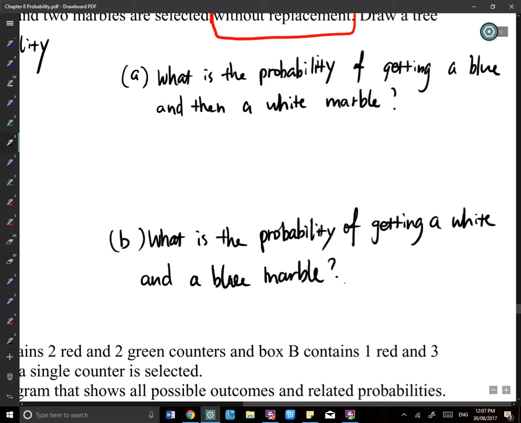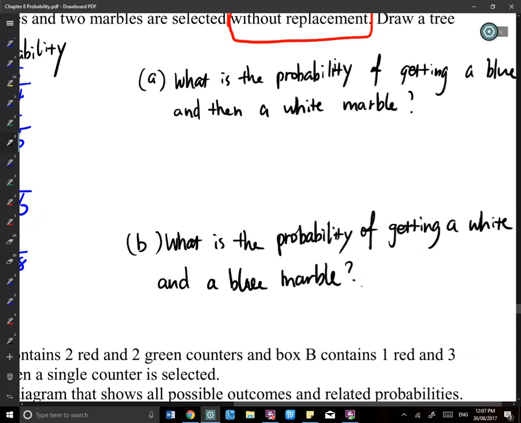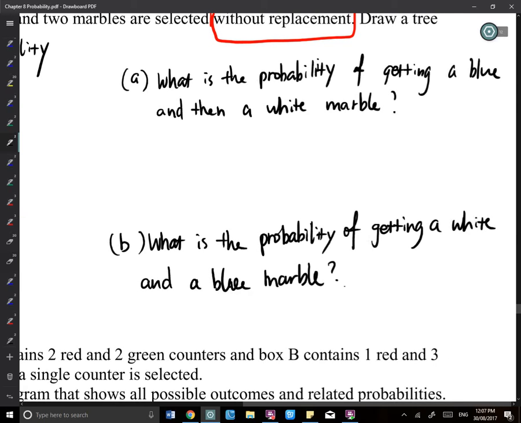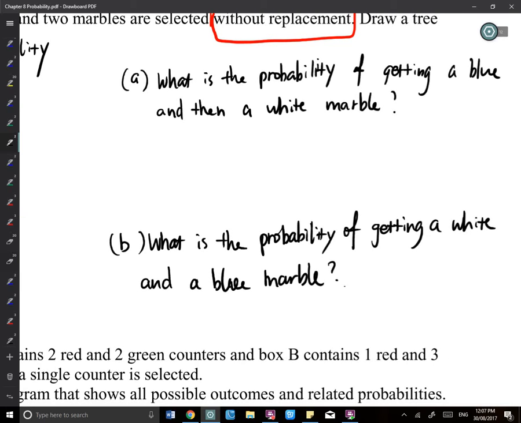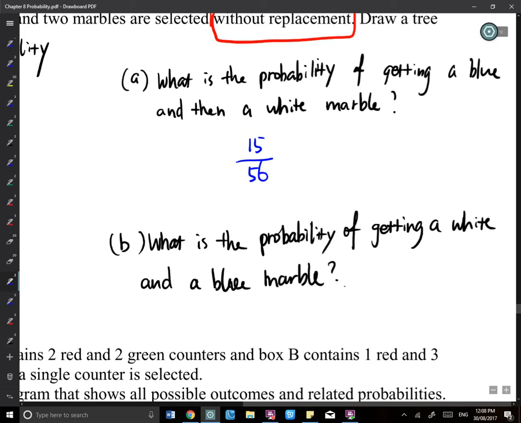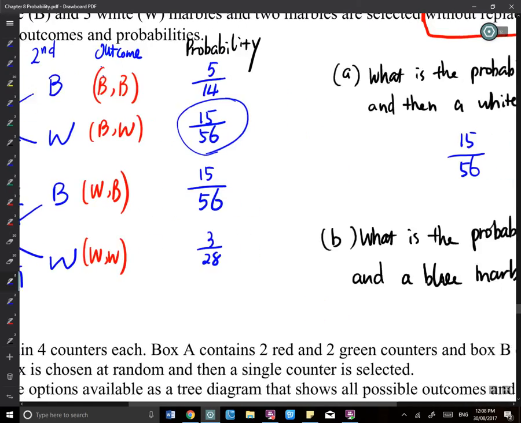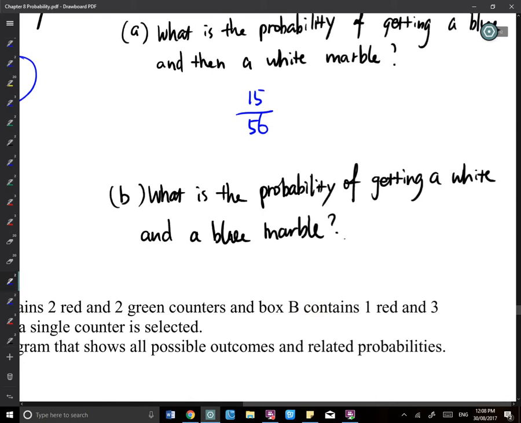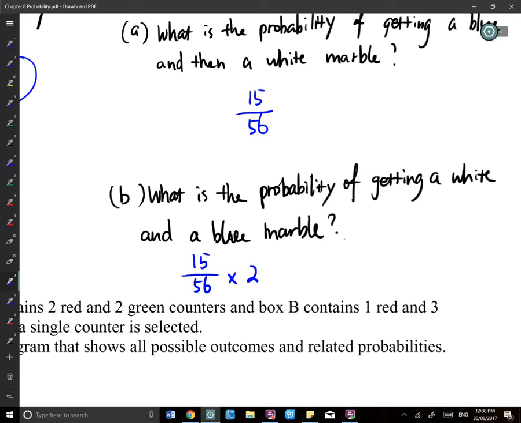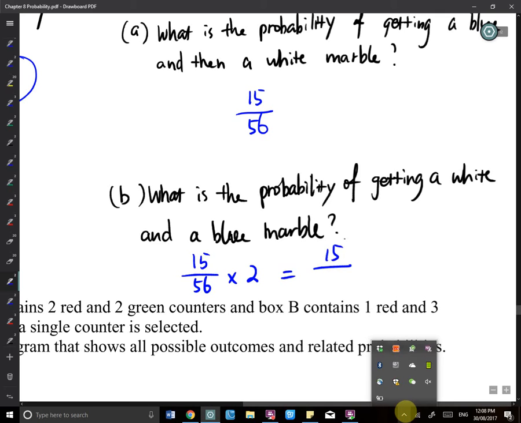What's the answer to those two questions? You can see your tree diagram. What's the probability for the first one? 15/56. A blue and then a white is this one. So what's the probability for the next one? It's 15/56 plus 15/56, and that is 15/28.